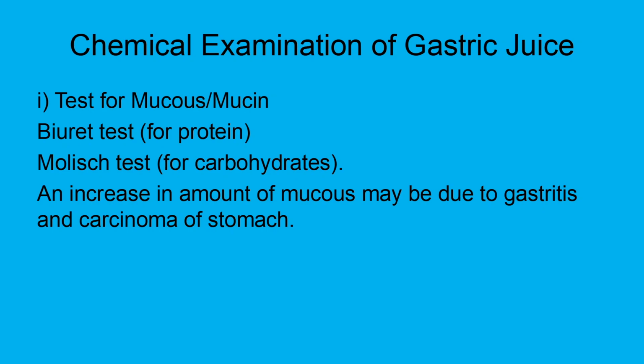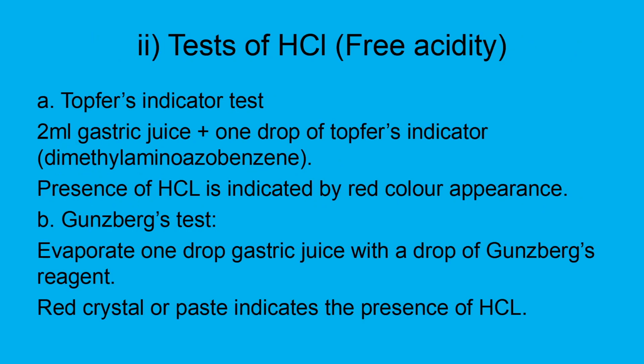Normally it will have a small quantity of mucin, and an increased level of mucus also may be due to gastritis and carcinoma of the stomach. Then for the presence of HCl, you have to check for the free acidity by using an indicator, the Rehfuss indicator test.